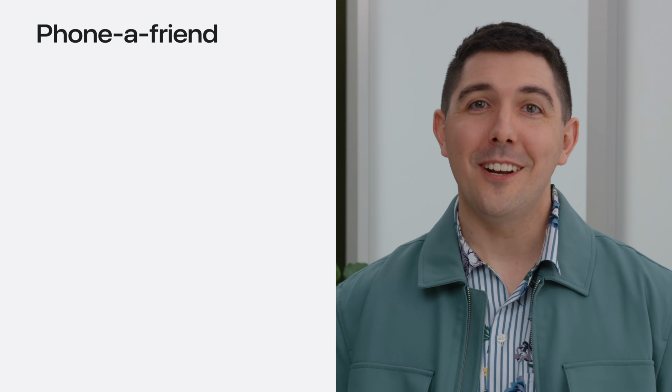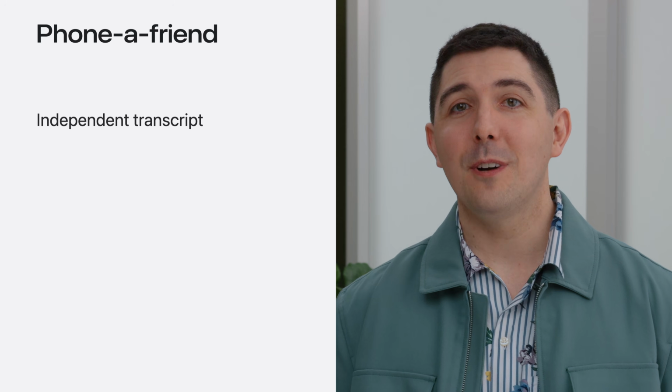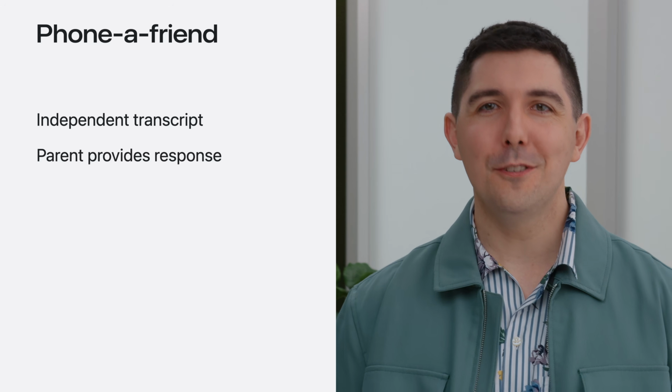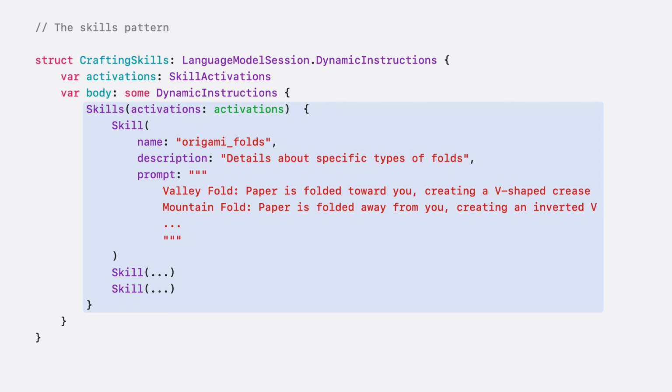The most important attributes of the phone-a-friend pattern are that the transcripts for each profile are isolated, and that the parent profile is always responsible for giving the final answer. Baton-pass and phone-a-friend are good tools to have in your belt, but there are other options as well. For example, the Foundation Models Framework Utilities package houses a skills type, which you may be familiar with as a popular pattern for procedural context loading.